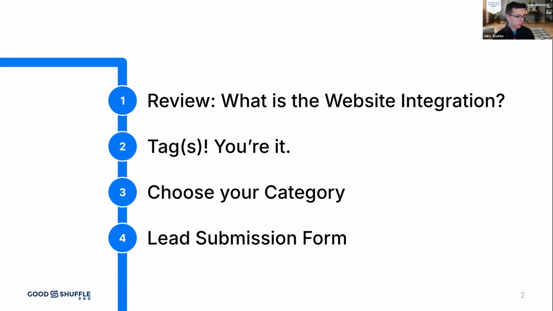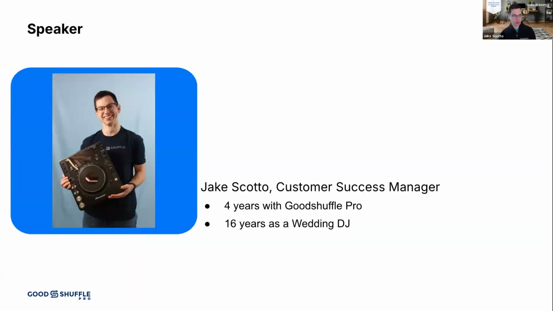All right. A little bit about me before I do get started, because I love talking about myself, as we all do here at Good Shuffle when we're giving these types of sessions. My name is Jake. I am a customer success manager here at Good Shuffle Pro. As of February 1st, so 2 days ago, that was my 4-year anniversary. I've been here for a couple of years. And still currently, I have been a DJ for the last 16 years, and I still do about 30 to 40 weddings a year.